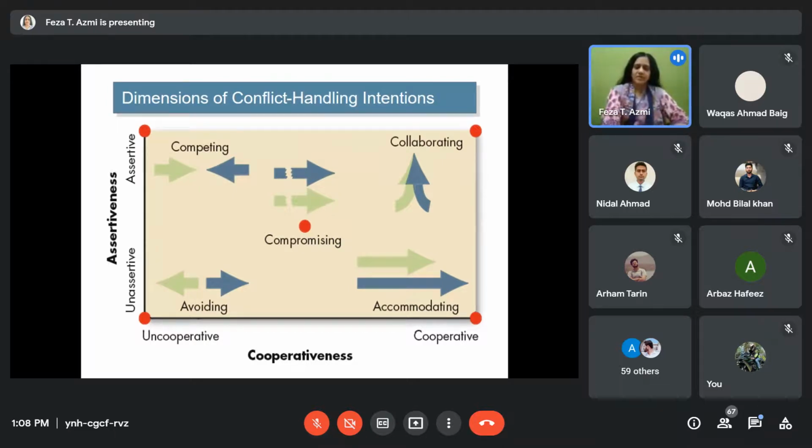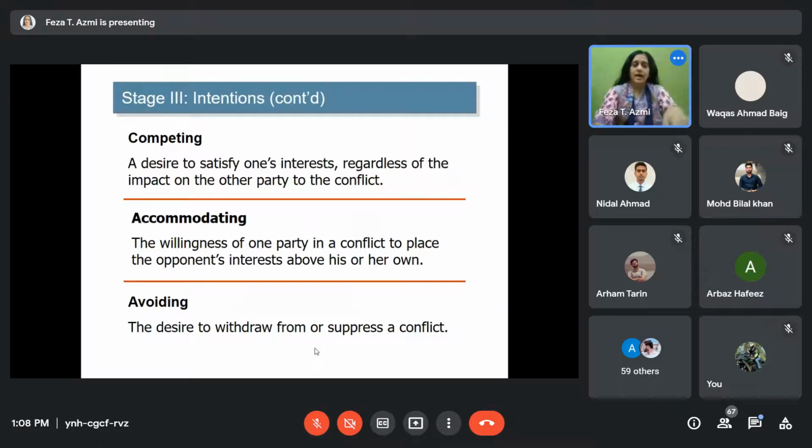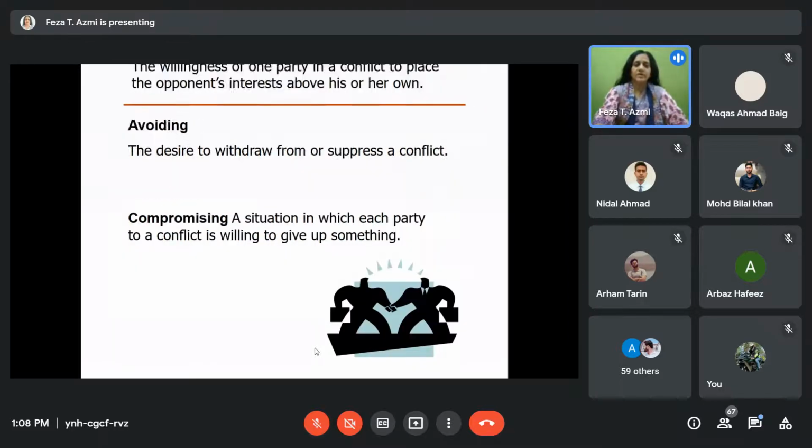So these are 5 different strategies. All have their own merits and demerits, but most of the time, most business organizations adopt a compromising stance. That is the most common strategy of handling conflicts, but the other 4 are also frequently adopted. So most of the time we compromise, but in certain times competing may be good, in certain times accommodating may be good, and so on. So different strategies may work at different times. So these are different conflict handling intentions. I've discussed this. I'm moving on, the 5 strategies.